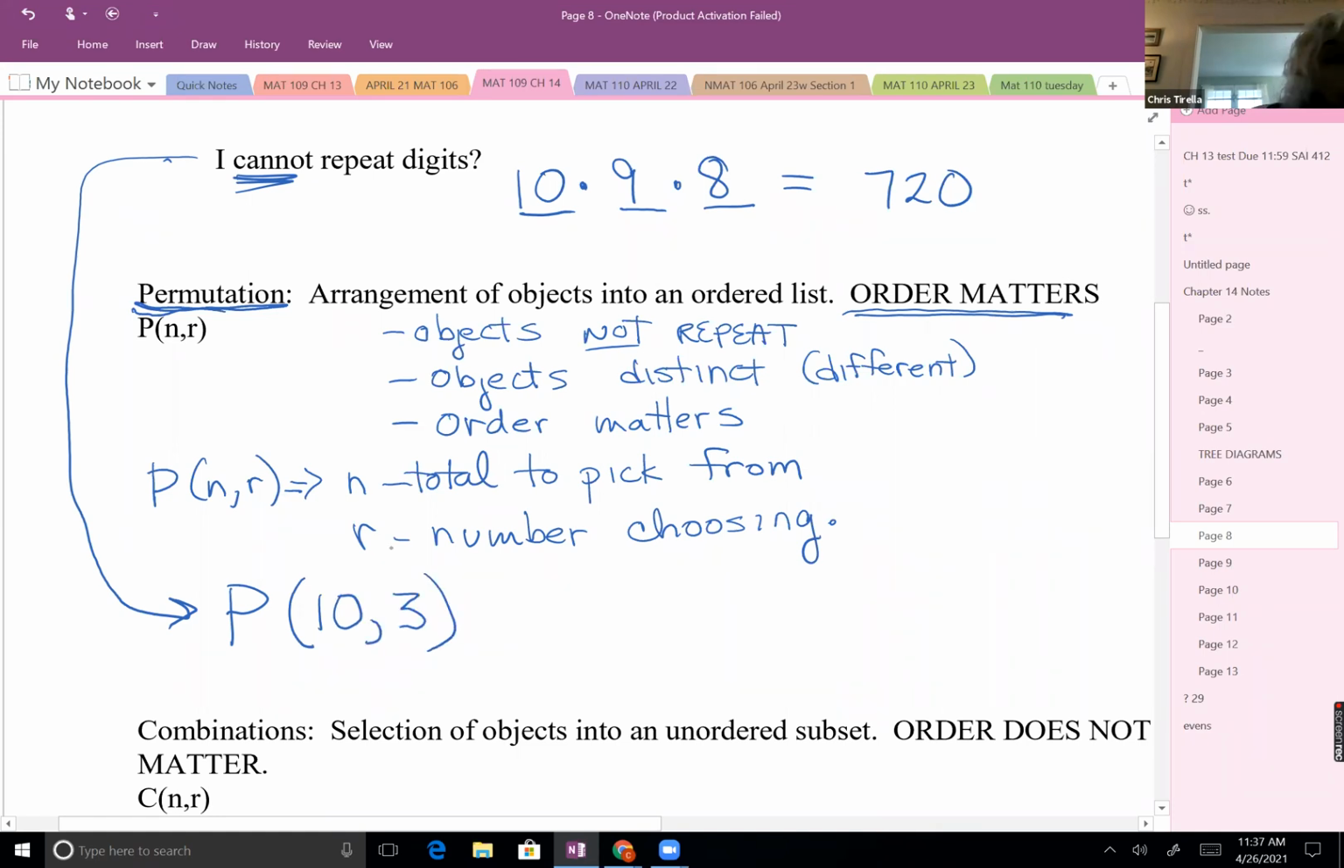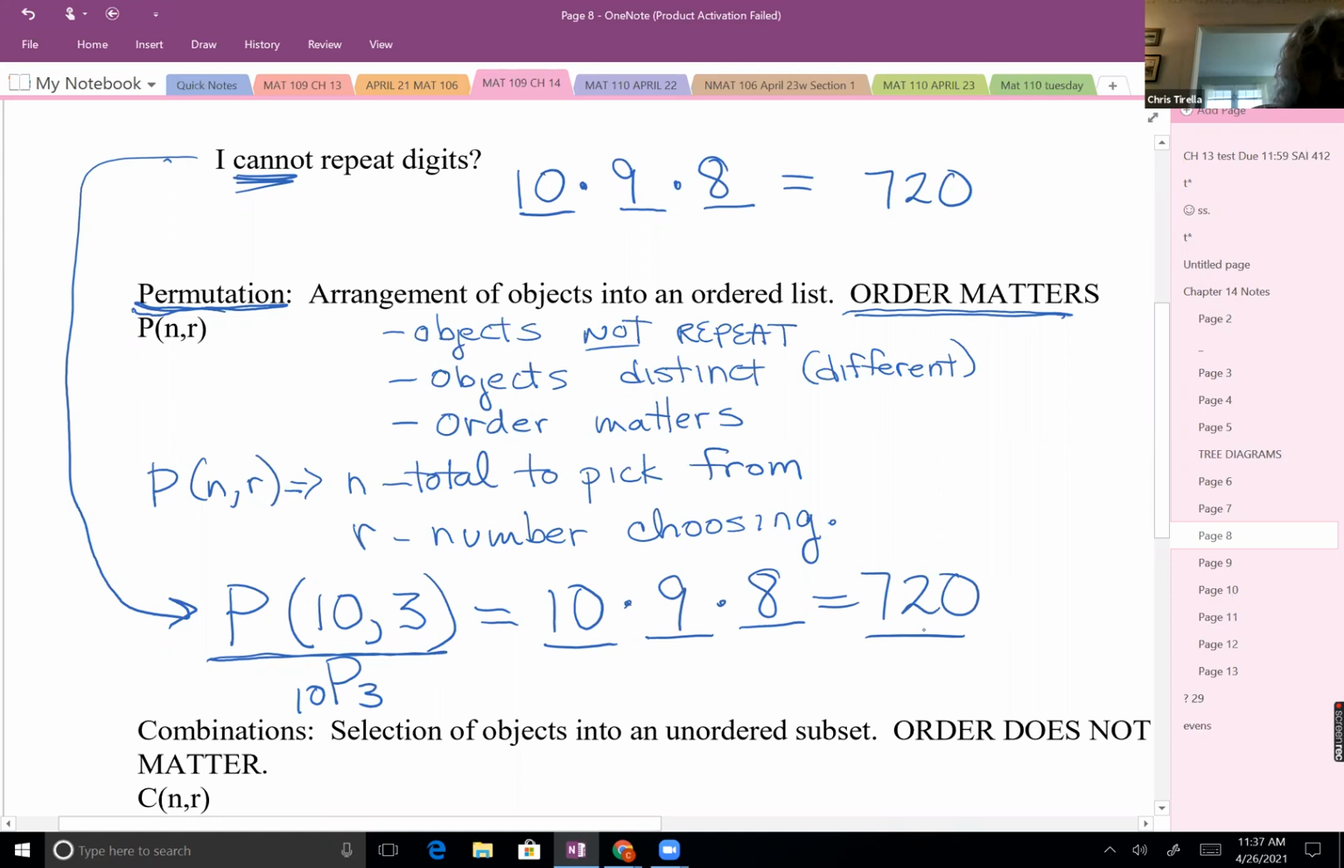And I have to apologize. This is the notation that the authors of your textbook use. If you've seen this previously in another class, that's usually written 10P3. There are different ways of writing the same thing. And so we had 3 things we wanted to pick. For the first one, we had 10 because we cannot repeat. We have 9, then 8, and that gives me the 720. And again, we have to remember that if it's a permutation, order matters.